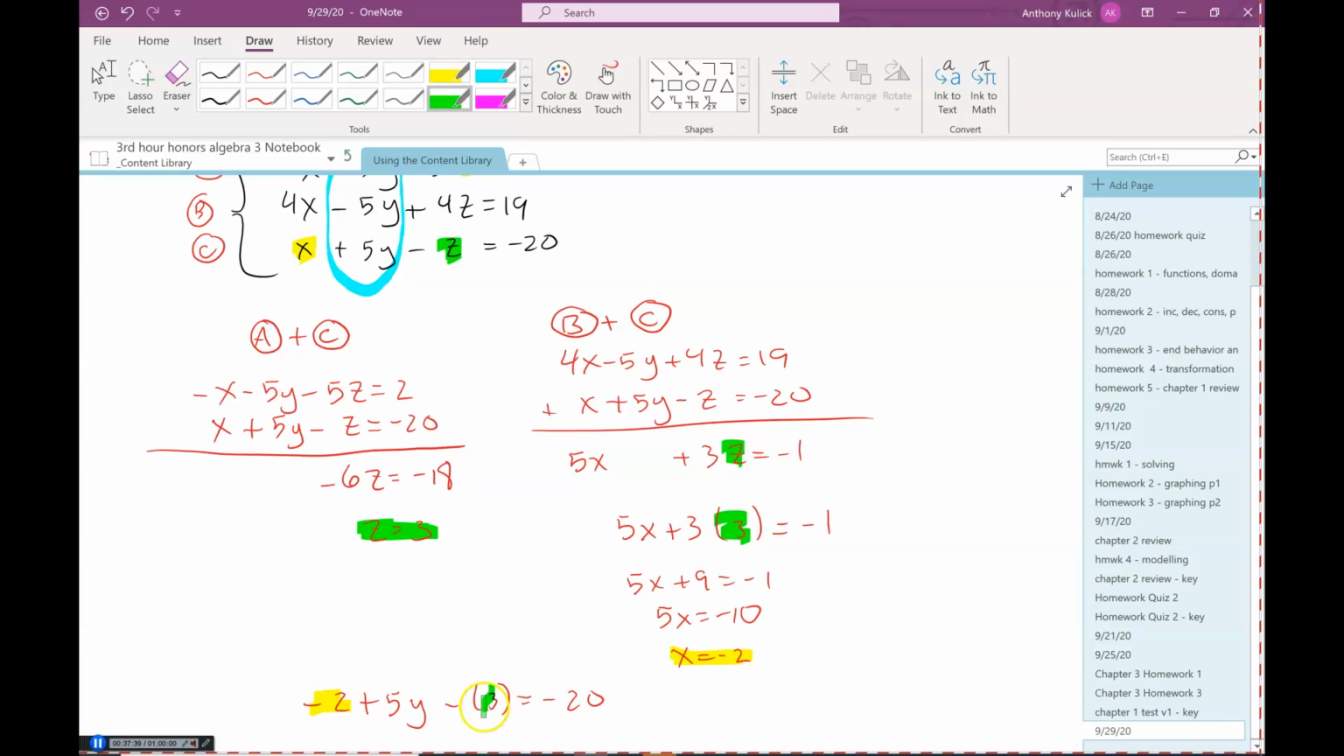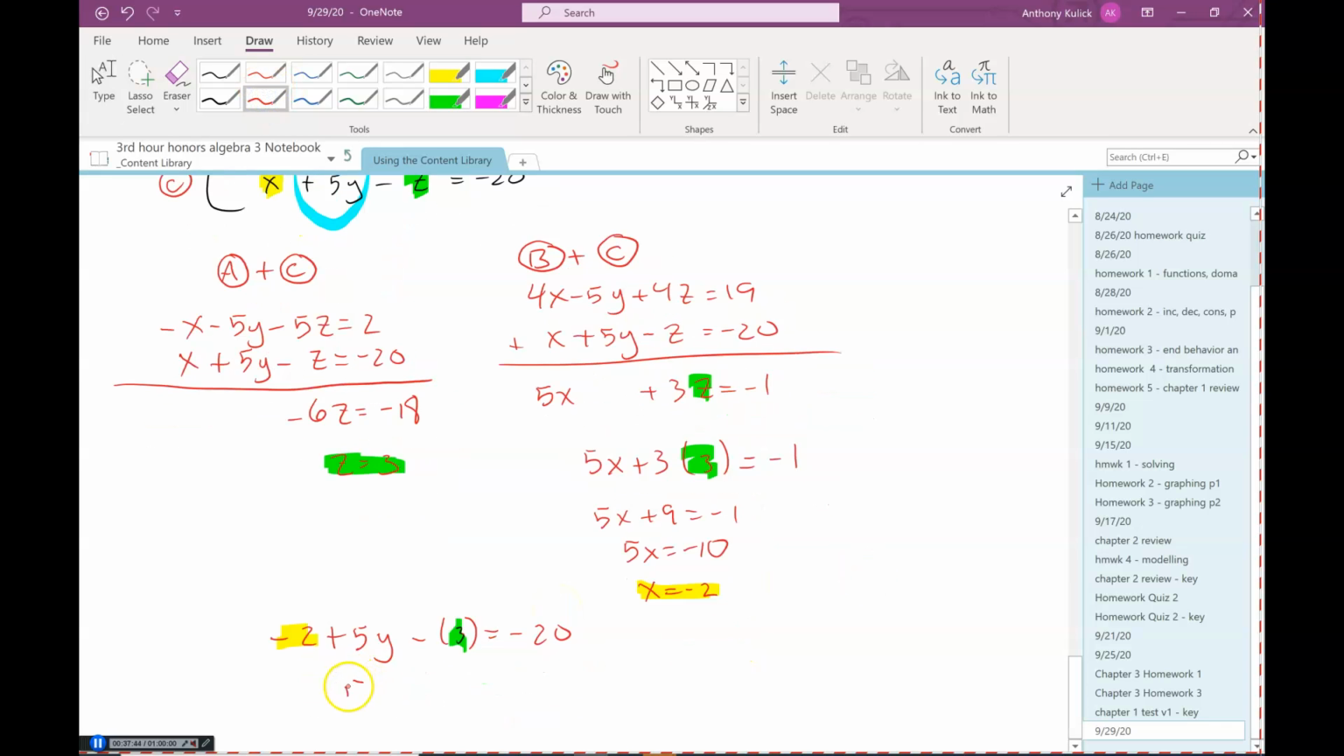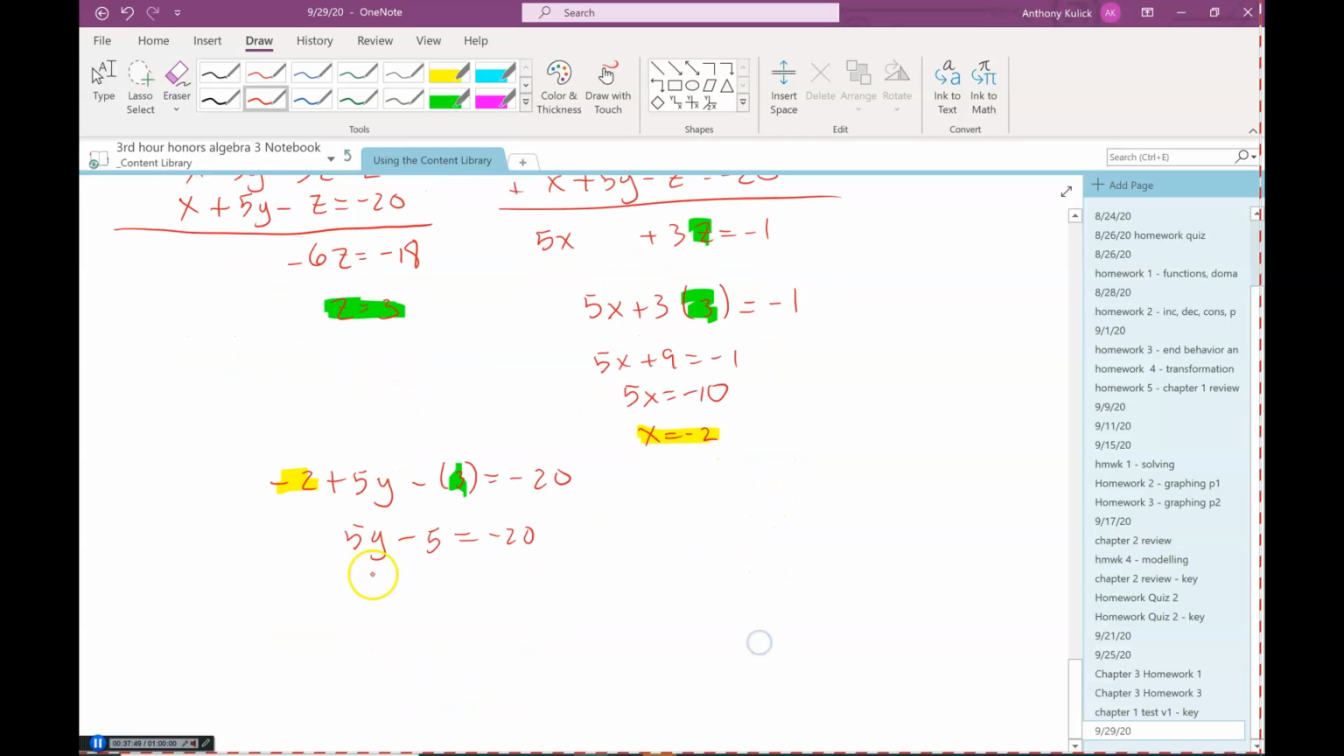So when I have 5y minus 5 equals -20, if I add the 5 over, I have 5y equals -15. If I divide by 5, I get -3. So the way I'd write my answer is -2, -3, +3. I'm always going to write my answer alphabetically, so x, y, z. Okay with that?